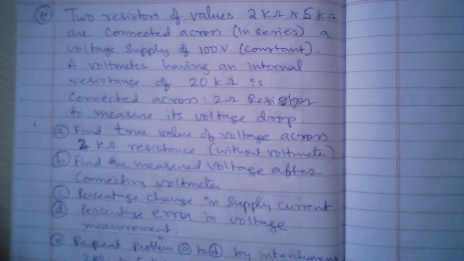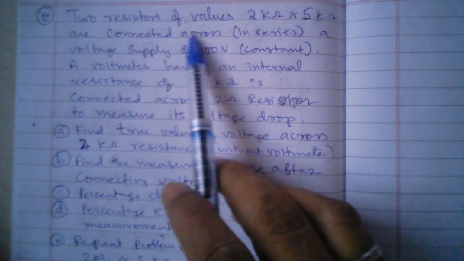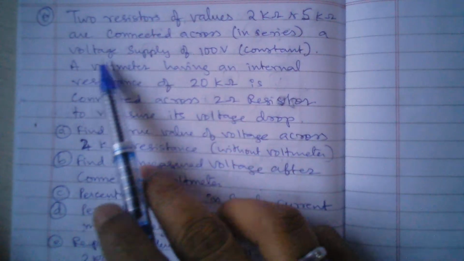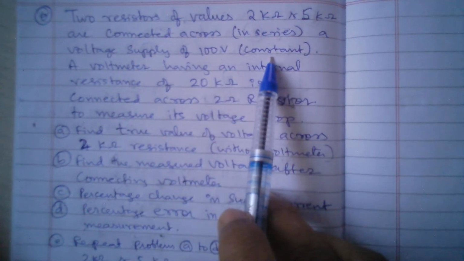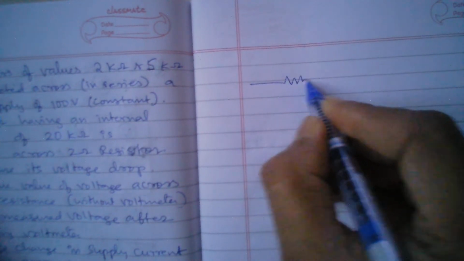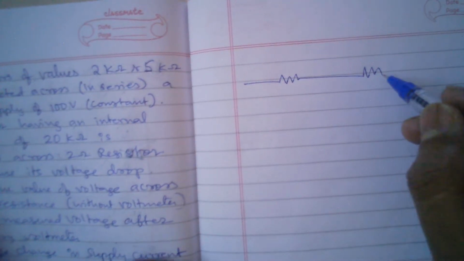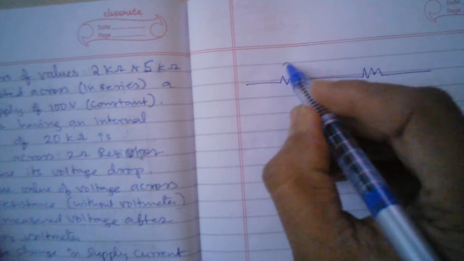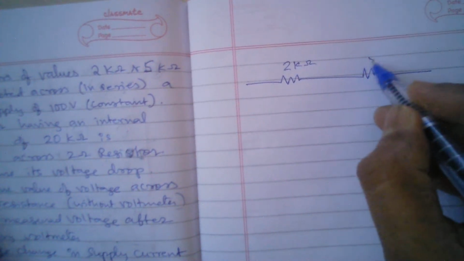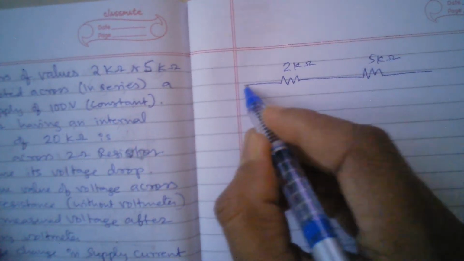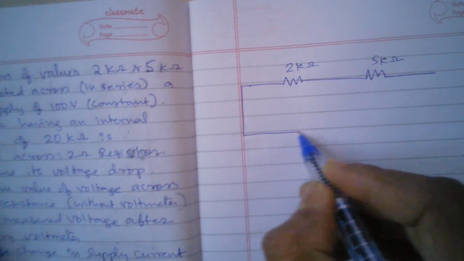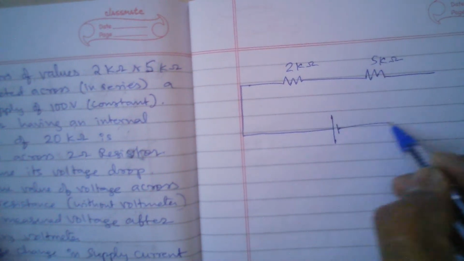So what is this question about? Two resistors of values 2 kilo ohm and 5 kilo ohm are connected in series across a constant voltage supply of 100 volts. So it's a simple circuit. Let me draw that. There is a 2 kilo ohm resistor and the other is 5 kilo ohms, and they are connected across a voltage of 100 volts.